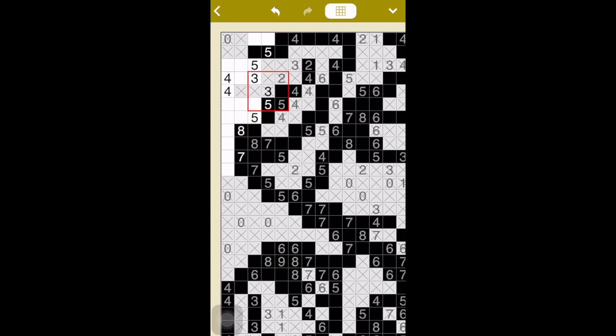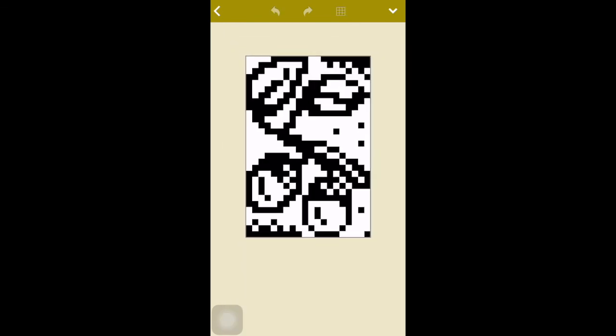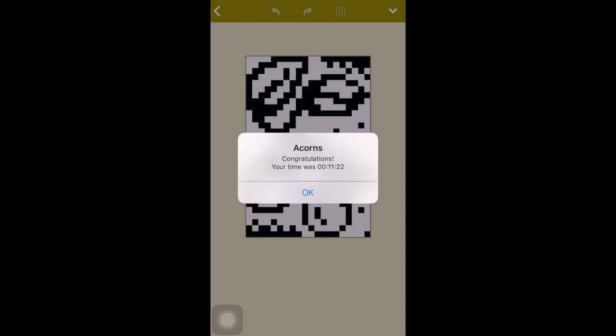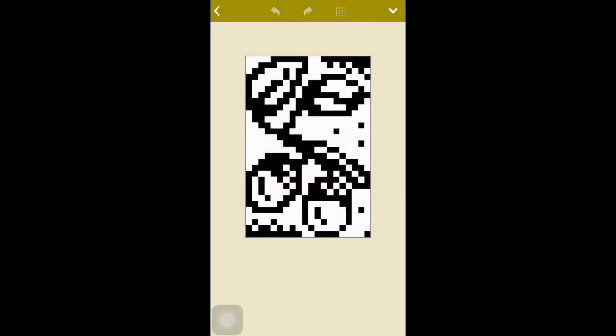Let's move back up. Okay, I get the 3, 5, another 5. I think we actually finished. That was okay. So that was puzzle number 13.